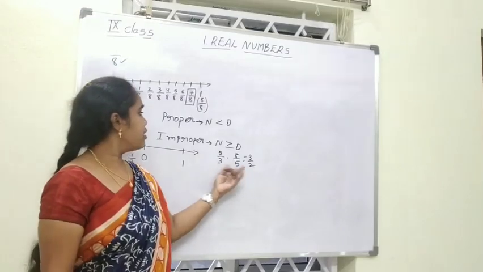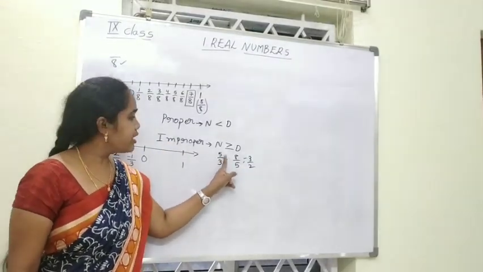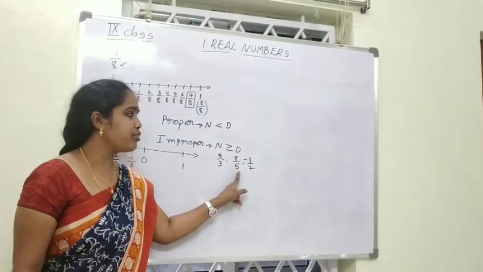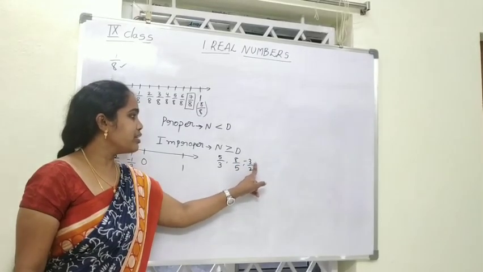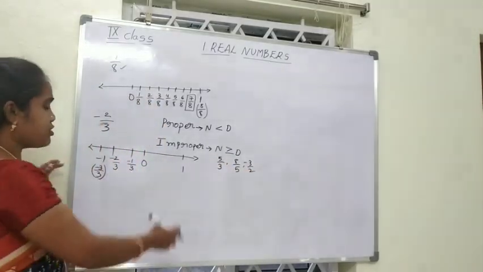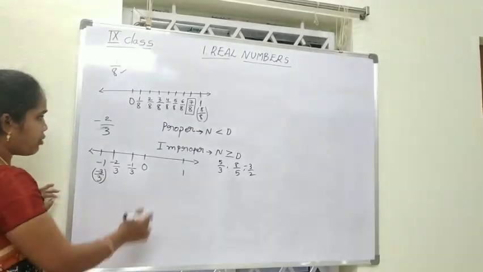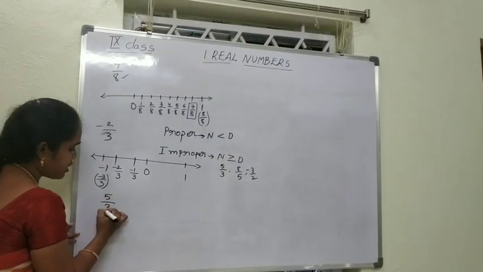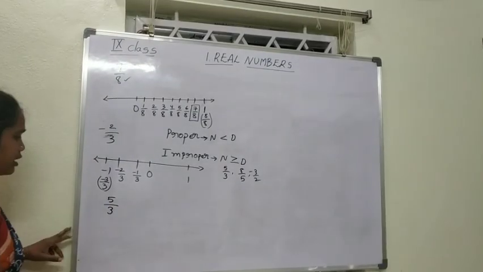So these are improper. Why? Because numerator, if you observe, numerator is greater than denominator. Denominator 5, so numerator is greater than denominator. Numerator 3 is greater than denominator. So improper fractions, how to represent? Easy, same method we have to follow. Suppose 5 by 3 I am taking. 5 by 3 fraction, 5 by 3 rational number, how to represent on the number line.